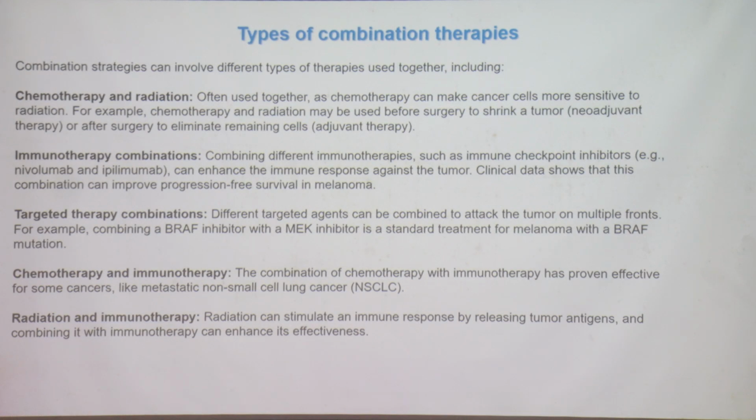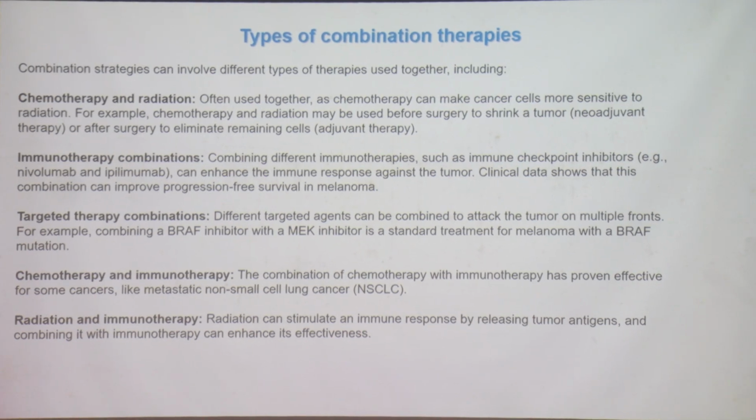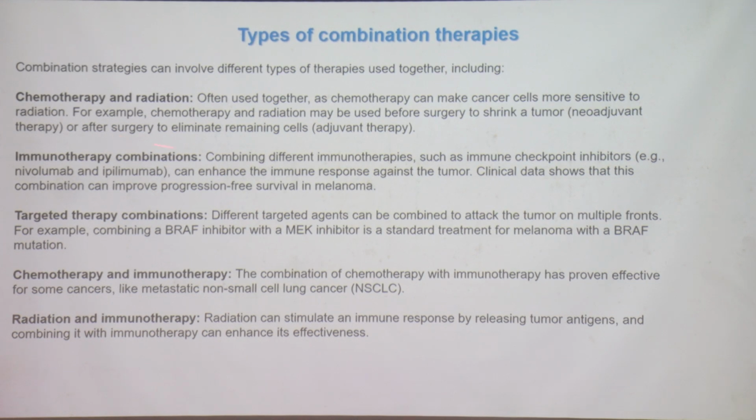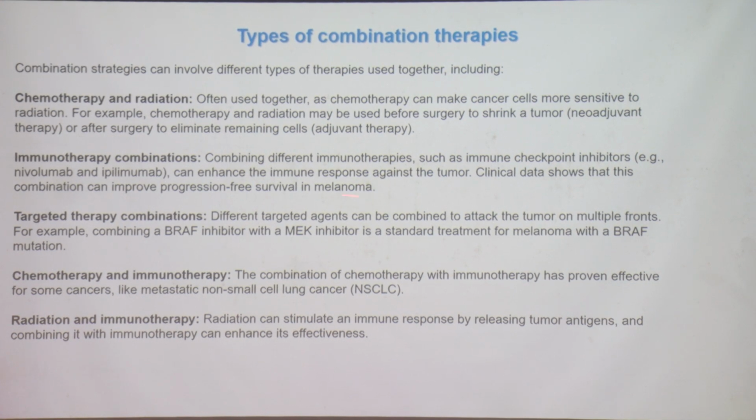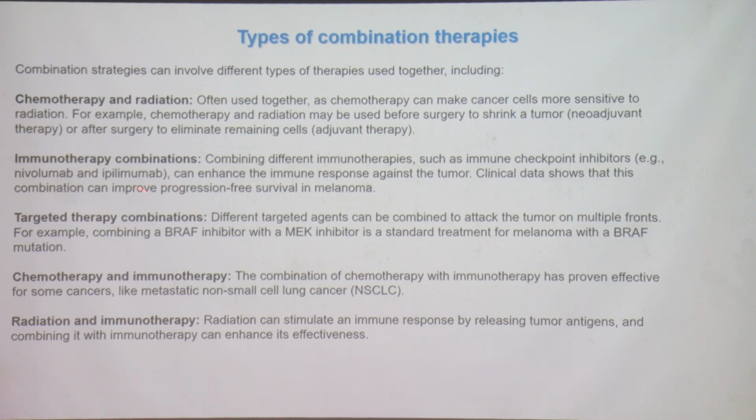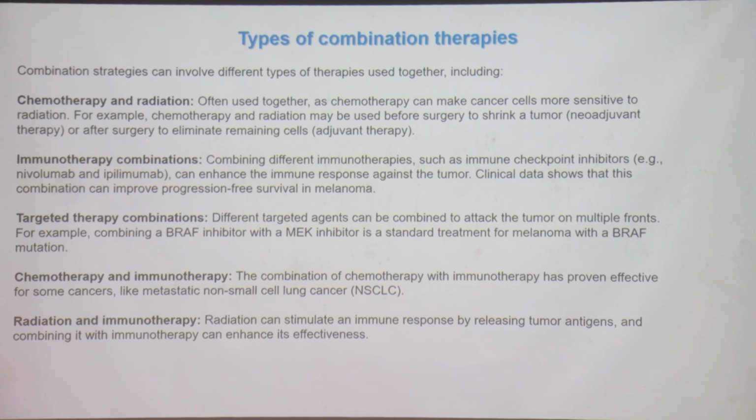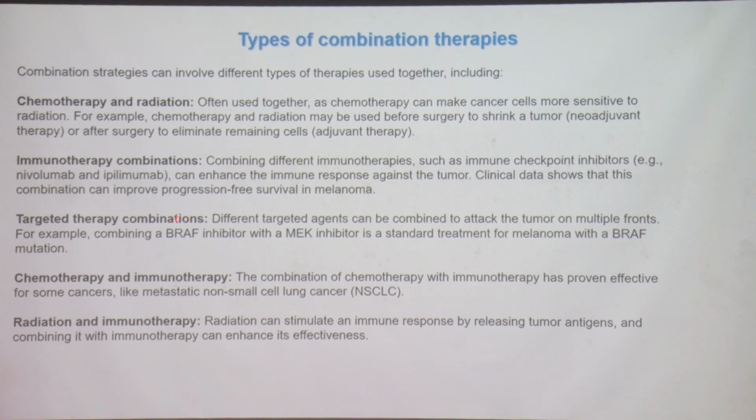Okay, so types of combination therapy. These are very common types of combination therapy, that people use chemotherapy and radiation together just to kill the cancer cells. Okay, immunotherapy is often used with angiogenesis inhibitors. Immunotherapy can also be used with chemotherapy. Immunotherapy can also be used, it doesn't show you here, but it is used with many other combinations. So basically to kill the cancer cells.